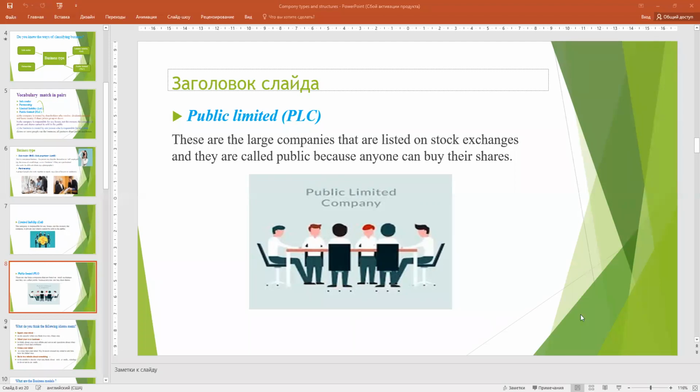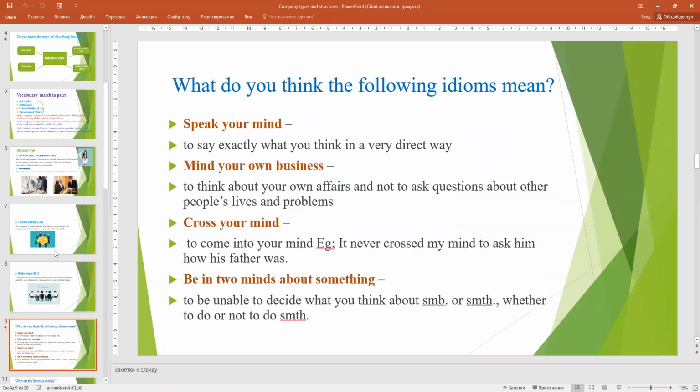You may note down these definitions as well. And let's talk about this one. What do you think the following idioms mean? For example, speak your mind. Speak your mind means to say exactly what you think in a very direct way.